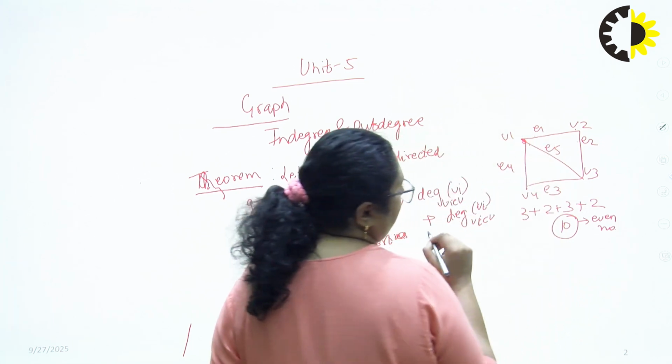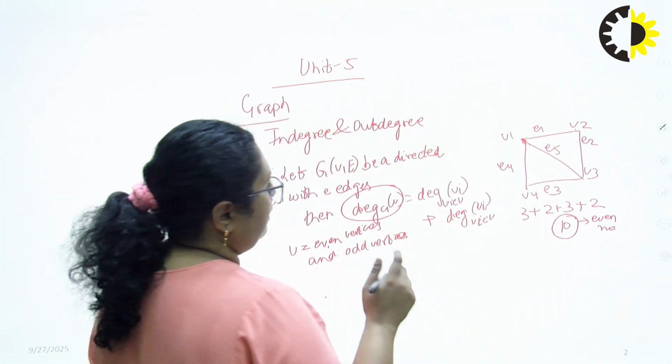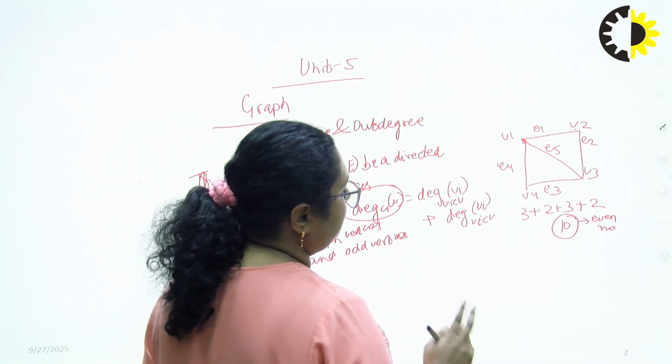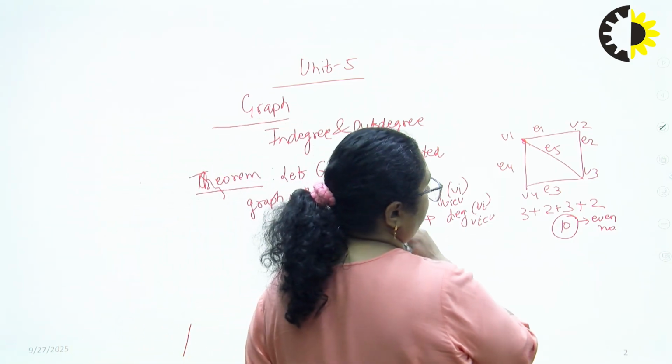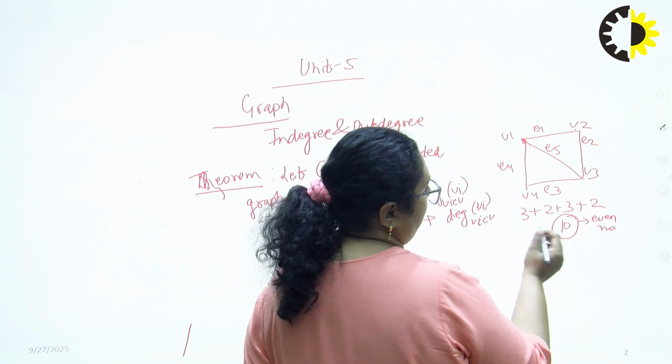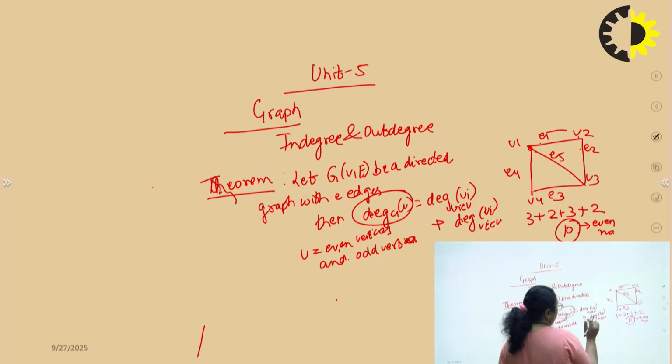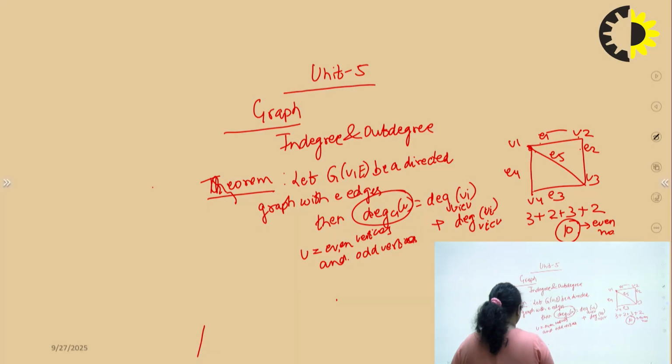So if we take an example to prove that the degree of odd plus the degree of even vertices is equal to the degree of the graph. If we consider the degrees and sum them, the total is coming even. So our theorem is proved.